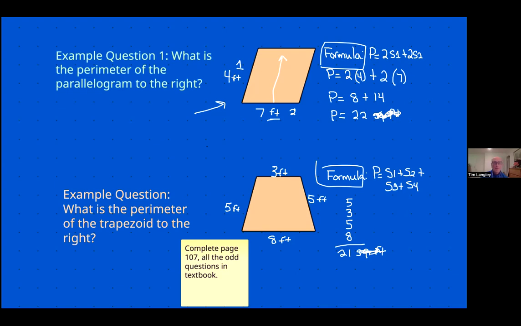Next slide. Oh, actually, what I want you to do now is complete page 101, all the odd questions in the book. So stop the video, do those homework problems. That way you're really absorbing this concept of following a formula to find a perimeter, which is the distance around, so it's not square feet. Okay. And I will get the next slide going here.